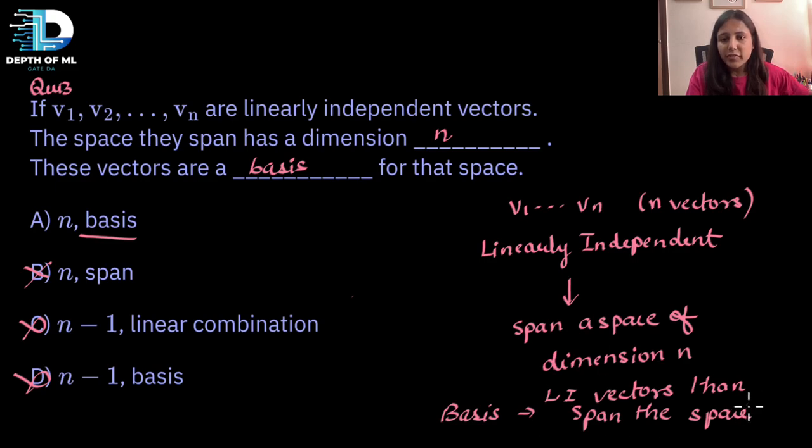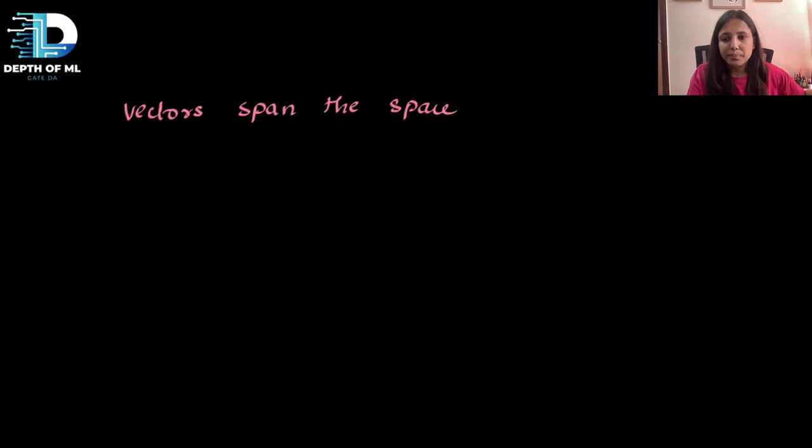So these are the set of vectors that are linearly independent. Also, they are spanning the space. Hence, they form the basis for that space. Okay. So this is the correct answer, which is A.